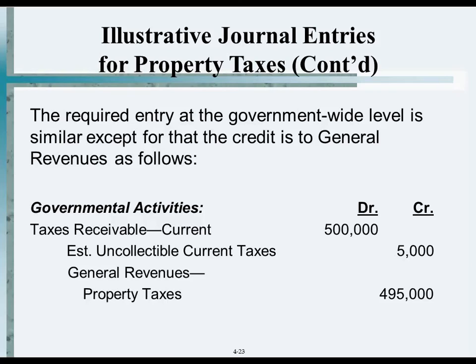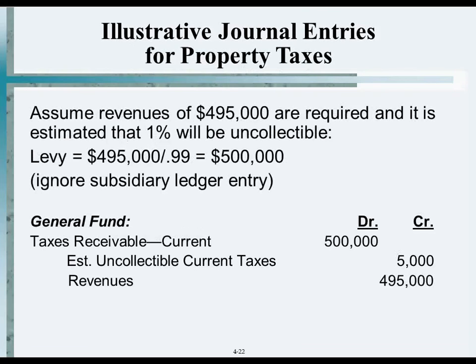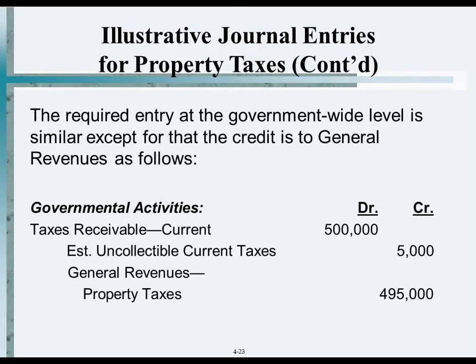This entry at the governmental activities level. Any different from the last entry? Really, just think about it. This is the general fund entry, and this is the governmental activities. Just different titles to the account. Remember, taxes are always what? General revenue.